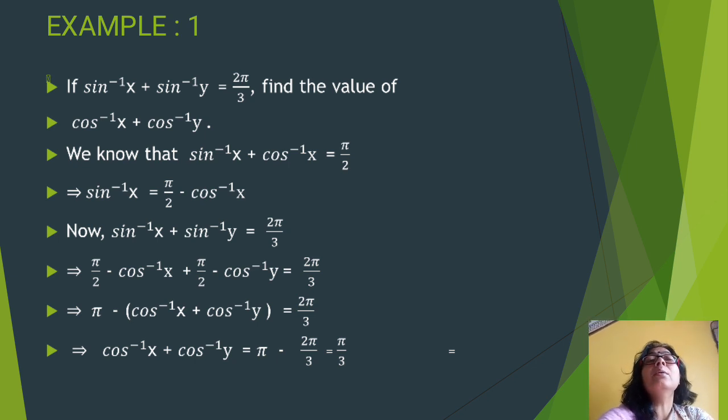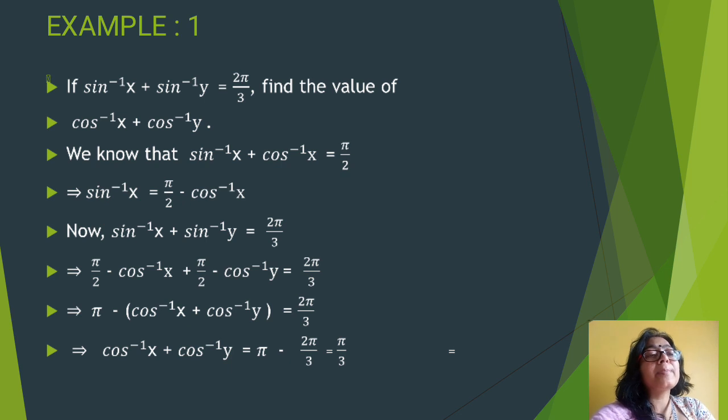So check it now. If sin inverse x plus sin inverse y is equal to 2 pi by 3, find the value of cos inverse x plus cos inverse y. Here we know one property, that is sin inverse x plus cos inverse x is equal to pi by 2. So we can write sin inverse x is equal to pi by 2 minus cos inverse x. Same way, in place of sin inverse y also we can write pi by 2 minus cos inverse y. So in the left hand side we will put pi by 2 minus cos inverse x plus pi by 2 minus cos inverse y is equal to 2 pi by 3.